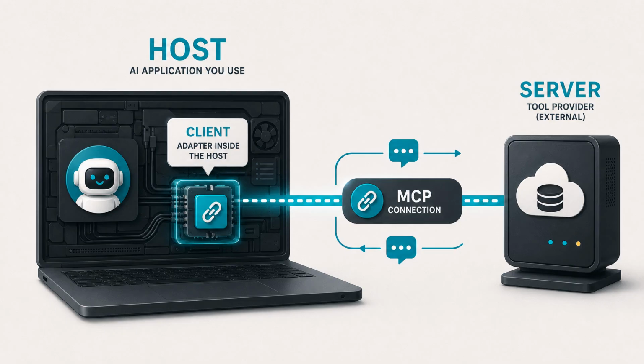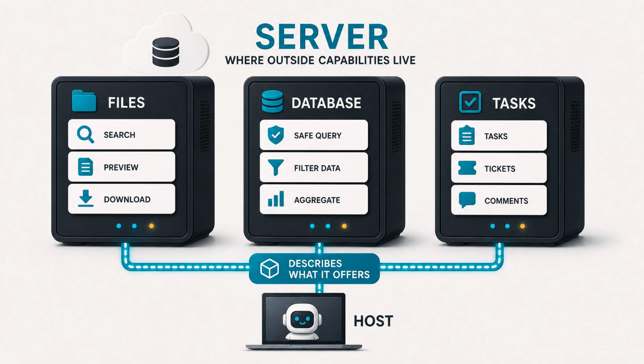The client is like the adapter hidden inside the host. You usually do not talk to it directly. It opens the MCP connection, asks what the server can do, and passes messages back and forth in the agreed format. The server is where the useful outside capability lives. A file server may expose file search. A database server may expose safe queries. A project management server may expose tasks, tickets, or comments. The server describes what it offers.